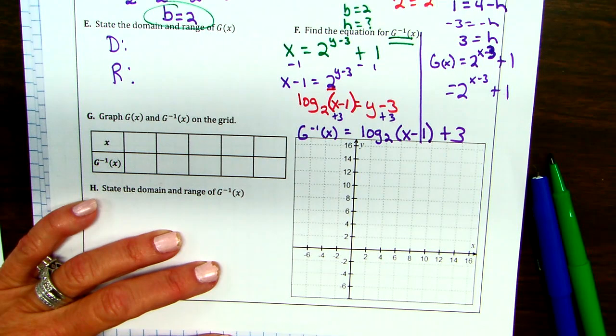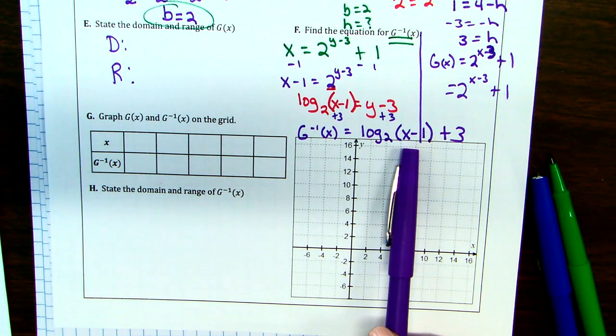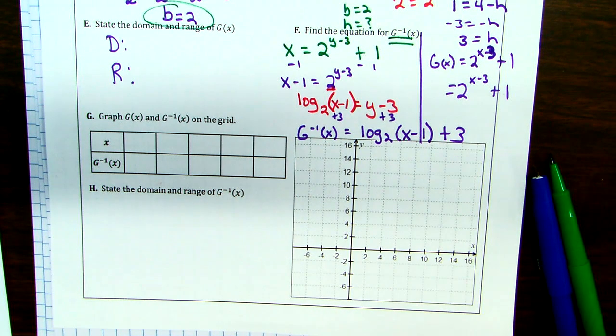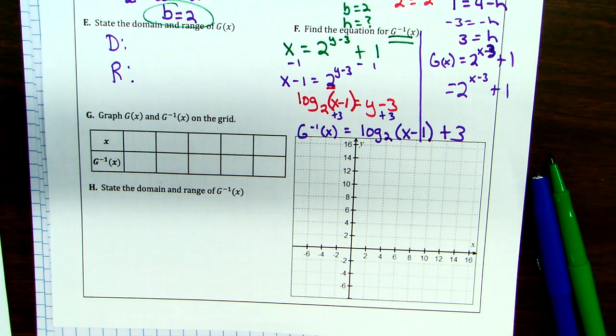So if you forgot the parentheses in this red step, I think when you went to this step, you would have caught it. It would have looked weird, x minus 1 plus 3. Okay, so I'm hoping that would have helped you remember.